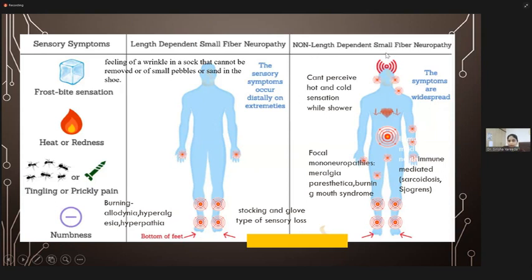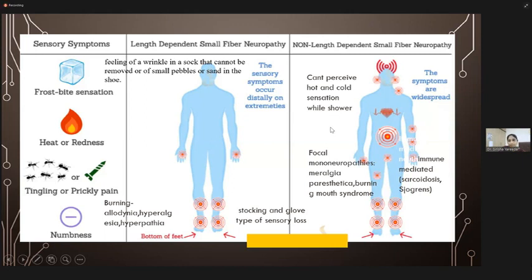But if we see the non-length dependent small fiber neuropathy, the symptoms are much more widespread. The patients might complain that they cannot perceive hot and cold sensation while taking a shower. Or it can be some focal mononeuropathies. They may not have any distal sensory loss, but they can have focal mononeuropathies, like say meralgia paresthetica. Though it is described as an entrapment neuropathy, a lot of interest and a lot of advances are there, and the symptoms resemble a small fiber neuropathy. So focal mononeuropathies are also contributed by a small fiber neuropathy. Even burning mouth syndrome, severe perioral paresthesia or midline sensory complaints can all be seen with a small fiber neuropathy.